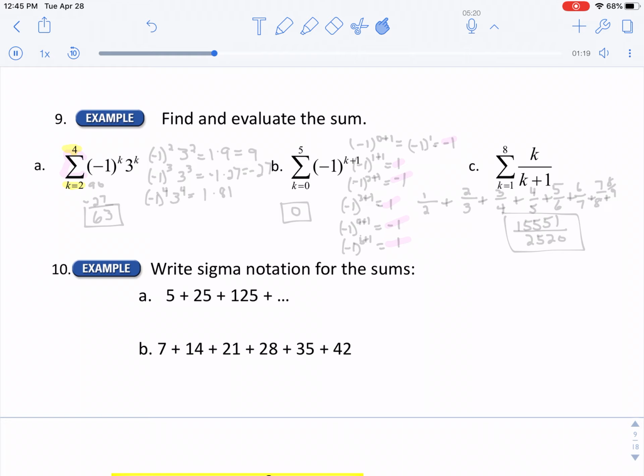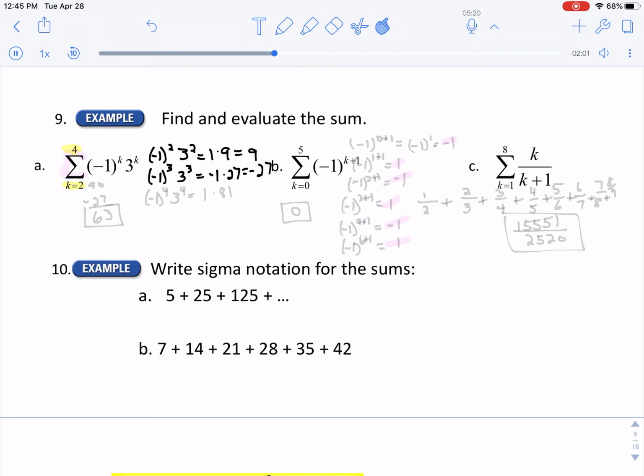So here we go. We're going to put in 2 first. So we get a negative 1 to the 2 power times 3 to the 2 power. So a negative 1 squared is 1, and 3 squared is 9, and 1 times 9 is 9. So k equals 2, the value is 9. All right, now we're going to do k equals 3. So we get a negative 1 to the 3rd power times 3 to the 3rd power. Negative 1 cubed is a negative 1 times 3 cubed, which is 27. And a negative 1 times 27 is a negative 27.